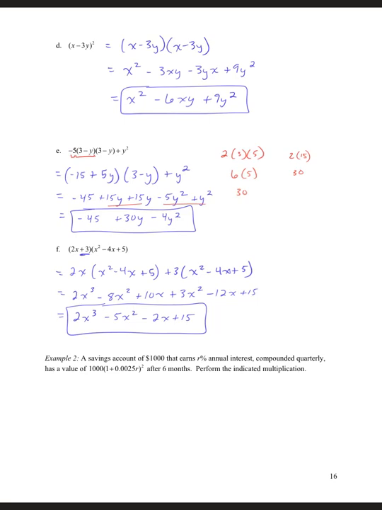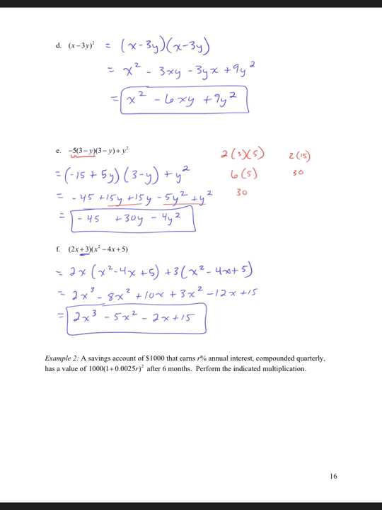In letter E, we took negative 15 times 3 to get negative 45, negative 15 times a negative y to get positive 15y, then 5y times 3 to get 15y, and then 5y times a negative y, that'd be a negative 5y squared, because negative 5 times negative 1 is negative 5, y times y is y squared, and then we just bring this y squared down. Combine like terms to get negative 45 plus 30y minus 4y squared.